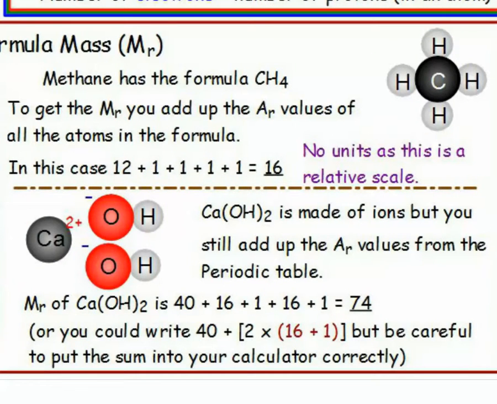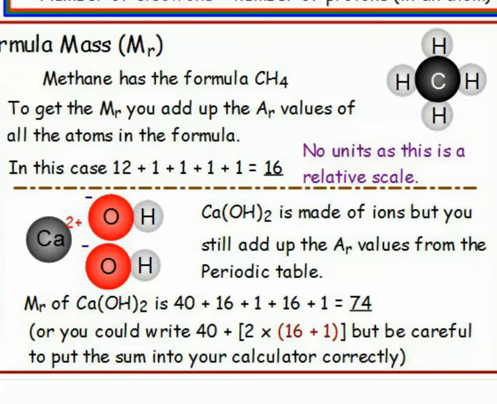To find the Mr of methane, add up the mass of all the atoms in the formula. In this case, 12, and 4 lots of 1 make 16. If it's an ionic compound, you do the same thing. Don't worry about the fact that they're ions. Ions are atoms where the number of electrons have been changed, and as the electrons don't have a significant weight in an atom, the mass of an ion is the same as the mass of the atom.